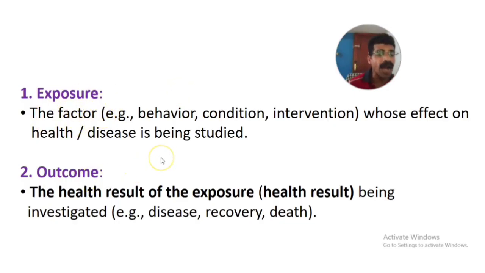Then the second concept is outcome. Outcome is the result of the exposure. The health result of the exposure is called the outcome. We call it the health result. That is the disease or health problem being investigated in analytical studies. Examples are any disease, any outbreak, recovery among the cases in the community, and even mortality rate or death due to some diseases. All this is the outcome concept in analytical study.